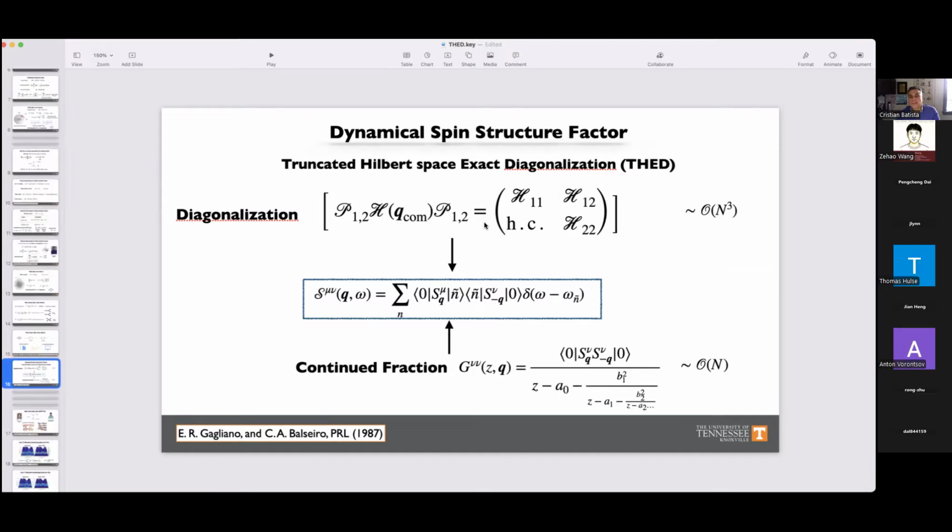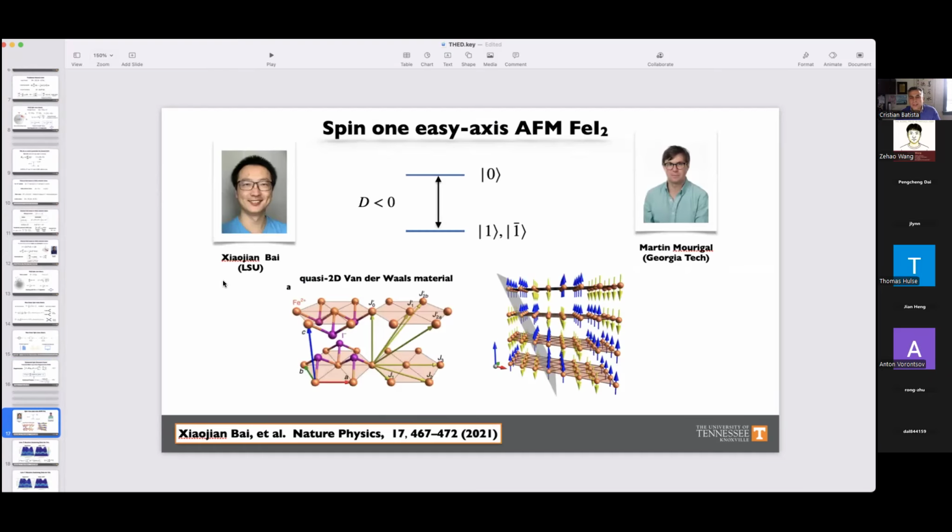The question is if this kind of methodology is accurate for describing real experiments. And hopefully you will see that the answer is yes. And moreover, it also agrees very well with DMRG calculations that can incorporate more entanglement.